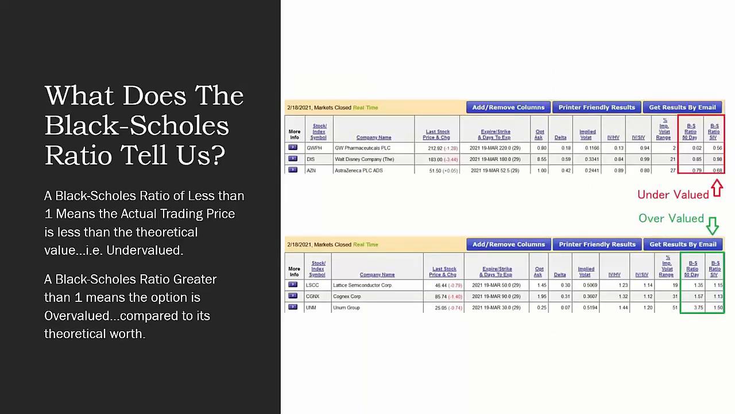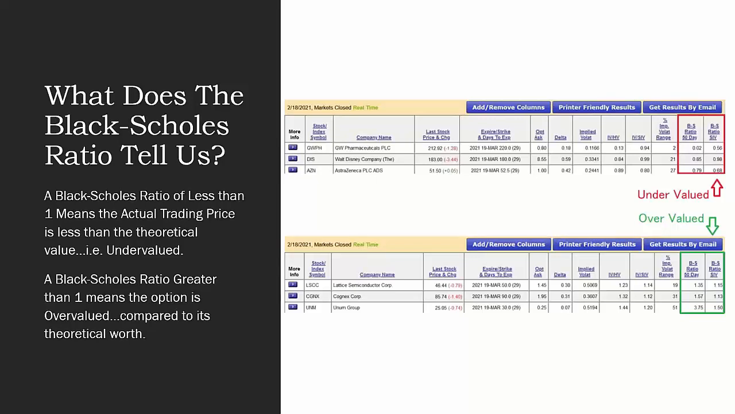Well, a Black-Scholes ratio of less than 1 means the actual trading price of the option is less than the theoretical value. In other words, the current price is undervalued. Black-Scholes ratios of greater than 1, either 50-day or SIV, means the option is overvalued. The actual trading price is higher than its theoretical worth.